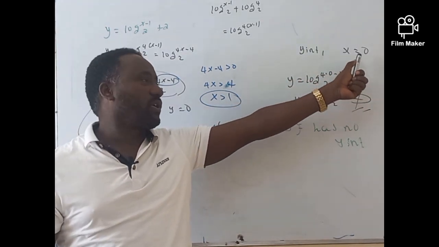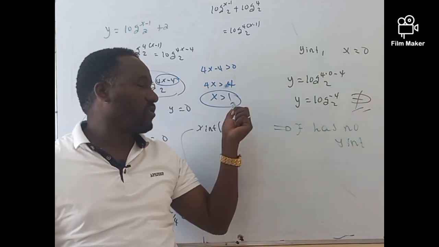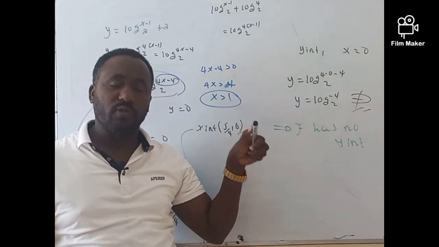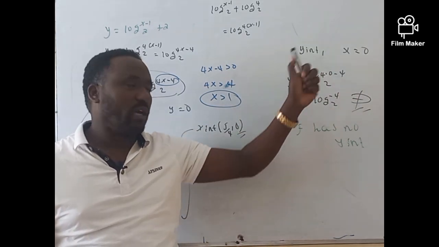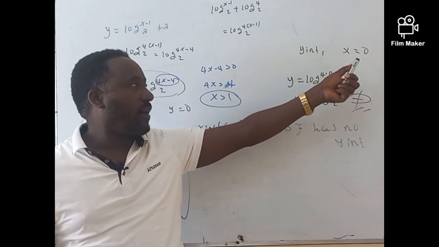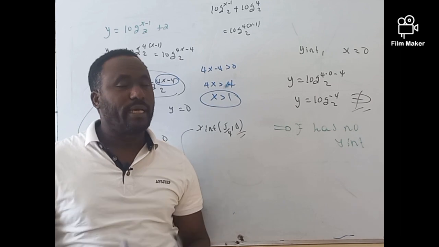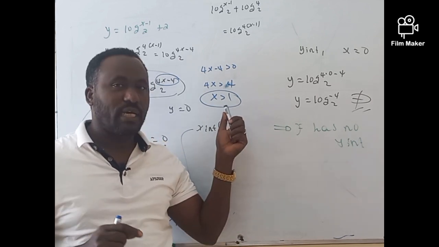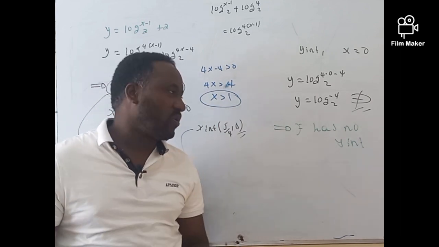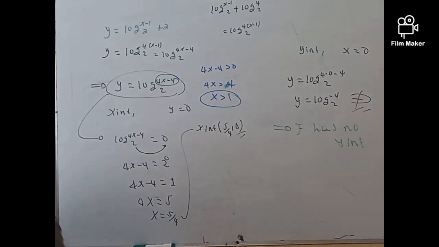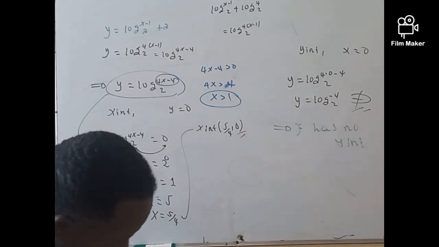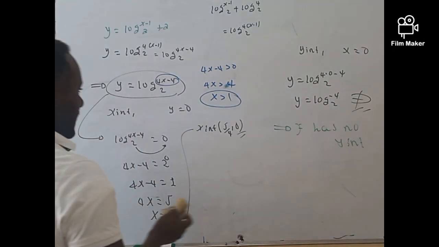But x must be greater than 0, which means that in the case of the domain, it is impossible to find the y-intercept, because in order to find the y-intercept, we have to make x 0. But x must be greater than 1. So because of this principle or law, we need just to say f has no y-intercept in general. So these are the main points about this logarithm.